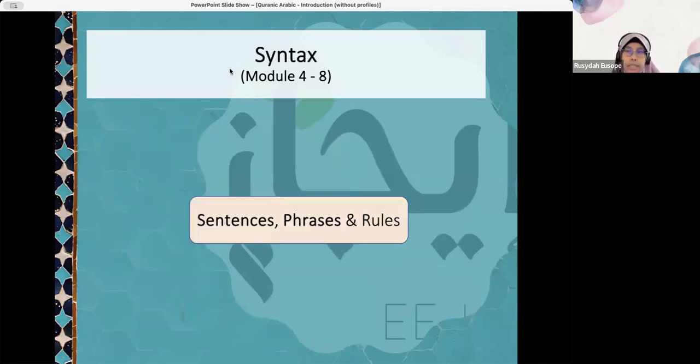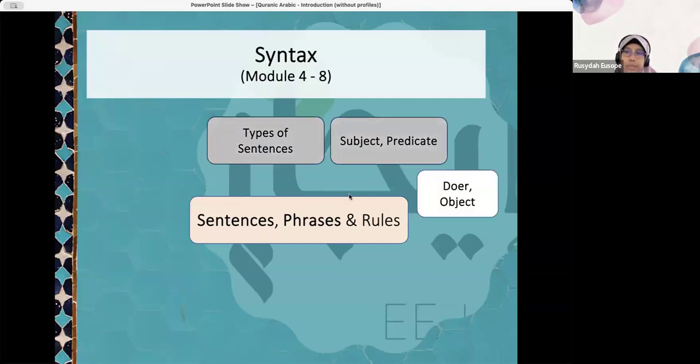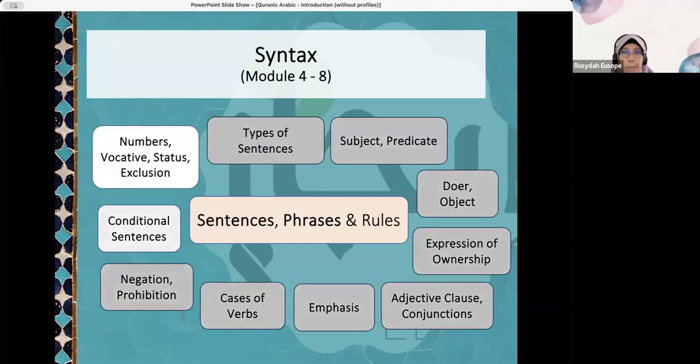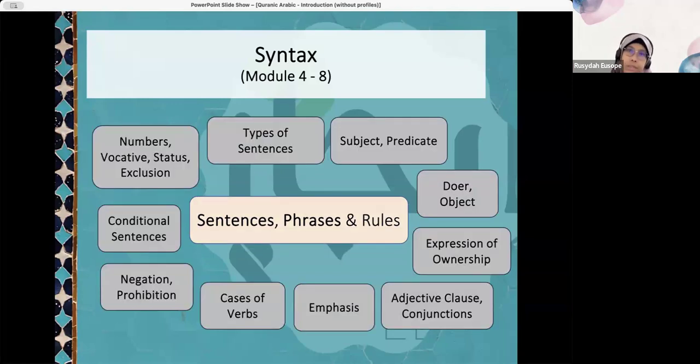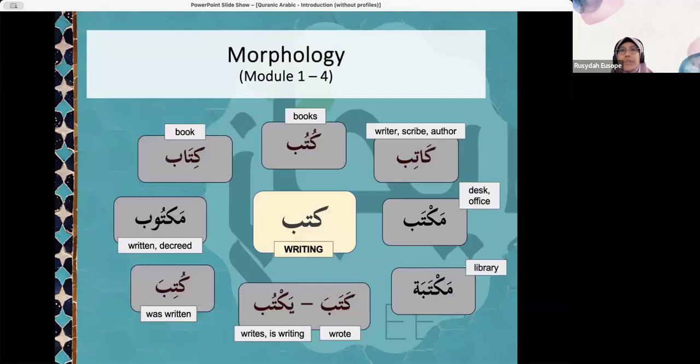Okay. Then at syntax level, I think I will not be going through this. This one is module 4 up till module 8 lah, the more advanced modules. The sentence level, phrases, rules of sentence. We'll be learning about these, some of the topics lah. Of course, not all. I think we can skip this, not that relevant for us at this stage. So if, for example, you feel that you have covered morphology, the patterns, etc., then maybe you can just join at the more advanced level lah.